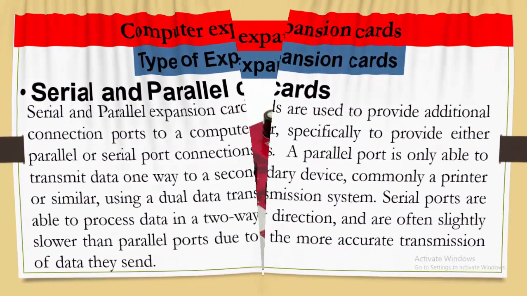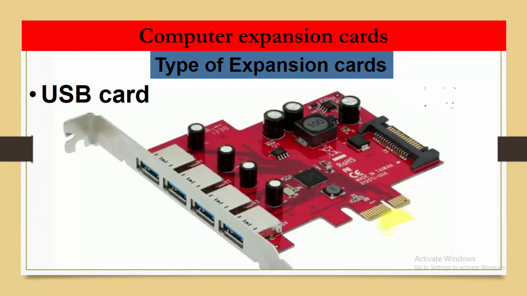Let's go ahead, students. What's the next? Next is the USB card. A USB expansion card, as is shown in the figure, is used to provide additional connection ports to a computer by connecting the card to the motherboard. USB is short for Universal Serial Bus and is the most common type of port found in modern computers. Peripherals such as a printer, keyboard, removable flash drive, and mouse can be attached to the computer. Today, almost all peripheral devices can be connected to a computer with a USB card.